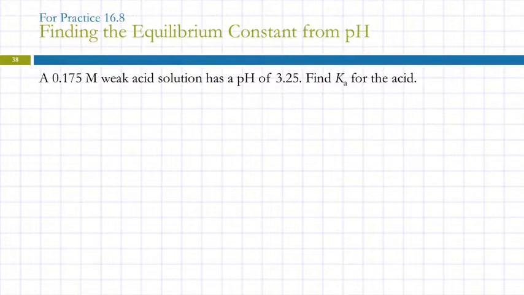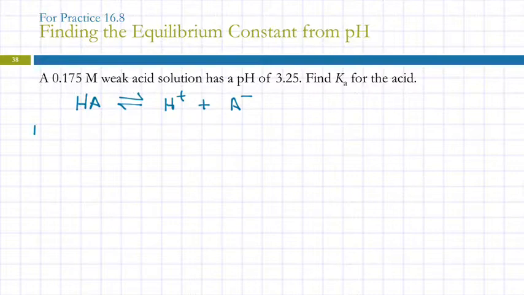We can find the equilibrium constant for a weak acid by measuring the pH of a solution of known concentration. So here we have a 0.175 molar weak acid solution. The pH is 3.25. Now we're asked to find the equilibrium constant, the acid dissociation constant. Well, we're going to do an ICE table again. We don't know what this acid is, so I'm going to call it HA. It ionizes and forms H+, and there's the A-.